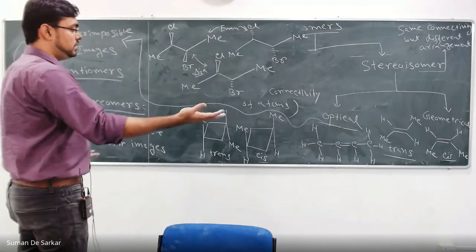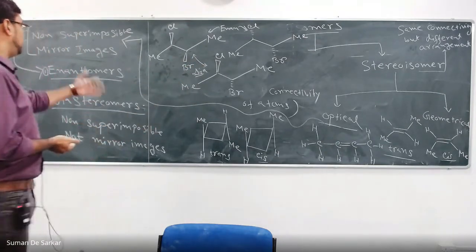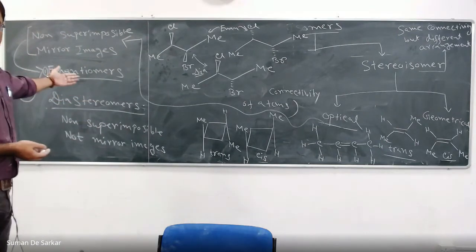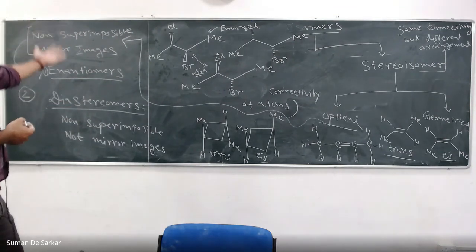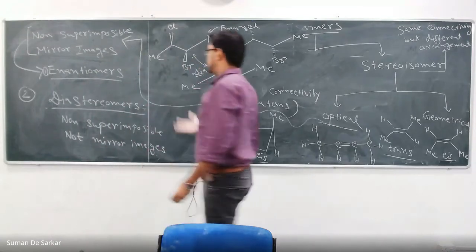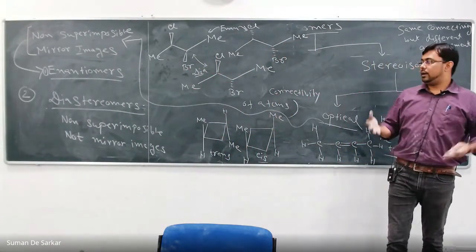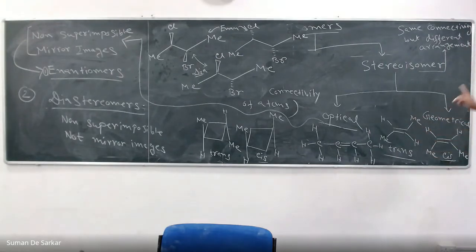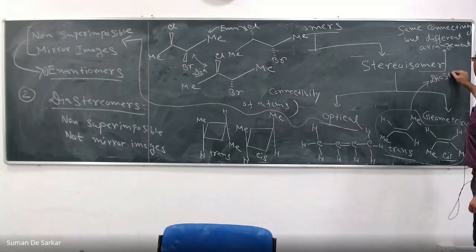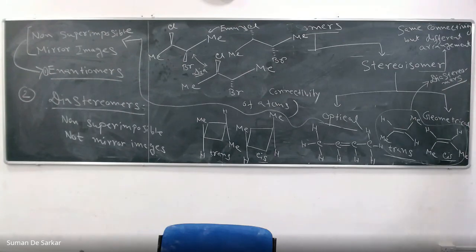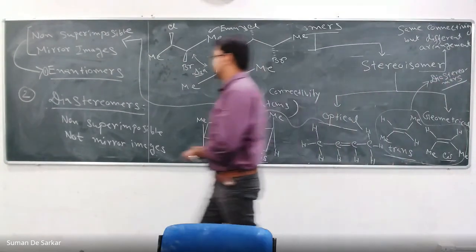Geometrical comes from geometry. These are the cis-trans things. And in the case of optical, there are two divisions: one is enantiomers, and another one is diastereomers. Enantiomers are non-superimposable mirror images, but diastereomers are non-superimposable and non-mirror images. One last thing: all these geometrical isomers, these cis-trans isomers, are also diastereomers. Keep this in mind, because this is also fulfilling this criterion.